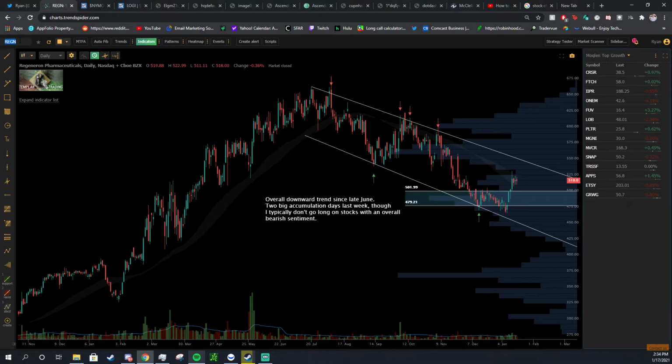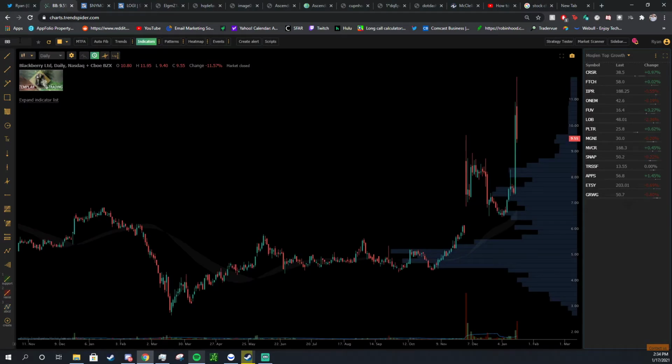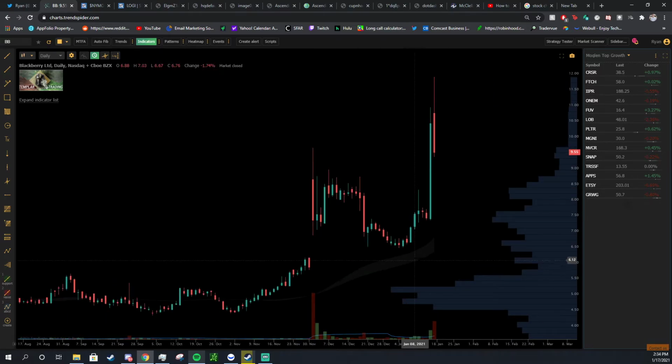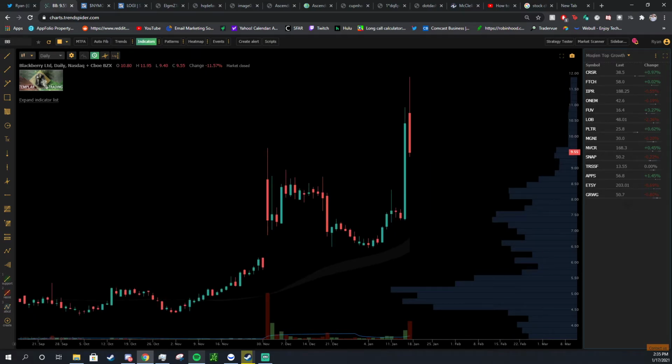BB. Respecting the 50 MA, it's pretty good. This is incredibly volatile. BlackBerry. So what was the news? Does anyone know what the news was recently that made us gap up this much? I remember that they were saying that they signed a contract with some big company. Wall Street Bets can tell the future.